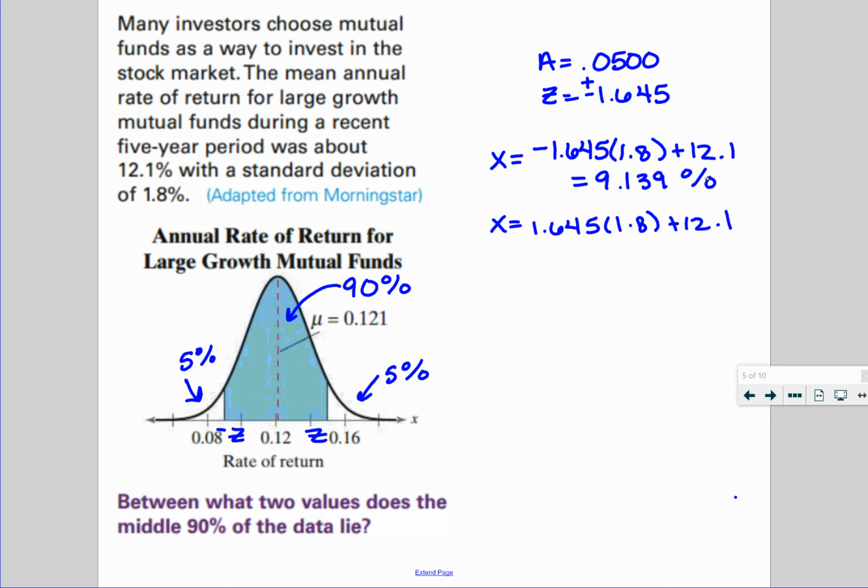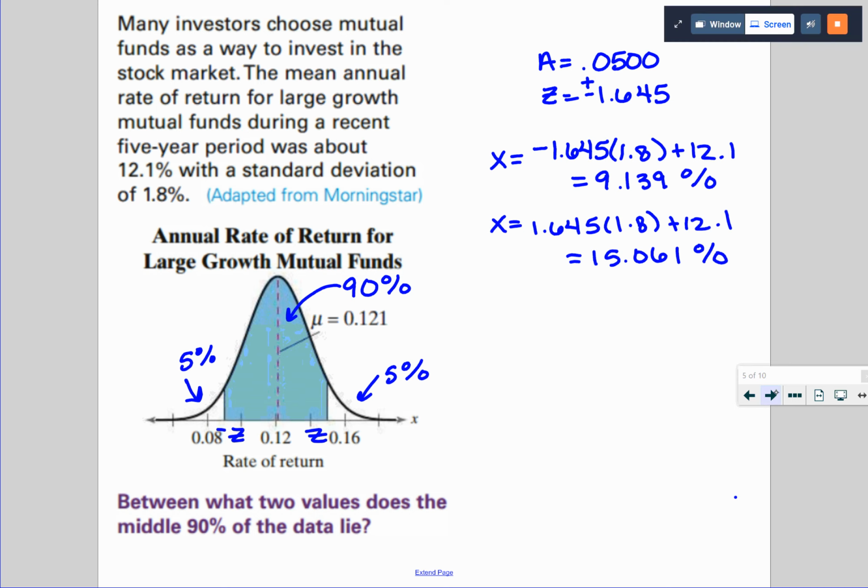1.645 times 1.8 plus 12.1. This one's going to give me 15.061%. And if you look at where the ends of those shaded regions are, on the left and the right there, you can see about 9% and about 15% are reasonable for the picture that we're seeing here. So you can kind of visually check that that makes sense. So I would say that the middle 90% of returns is between these two values. The interpretation of that, if I needed to do that. Okay. Any questions?